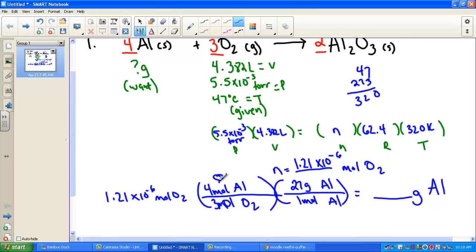So do you have a number, unit, and label at every step, every time? Let's hit it and see. So the moles, still on my calculator screen, times 4 divided by 3, times 27, the molar mass of aluminum. And I'm finding 4.35 times 10 to the negative 5th grams of aluminum.